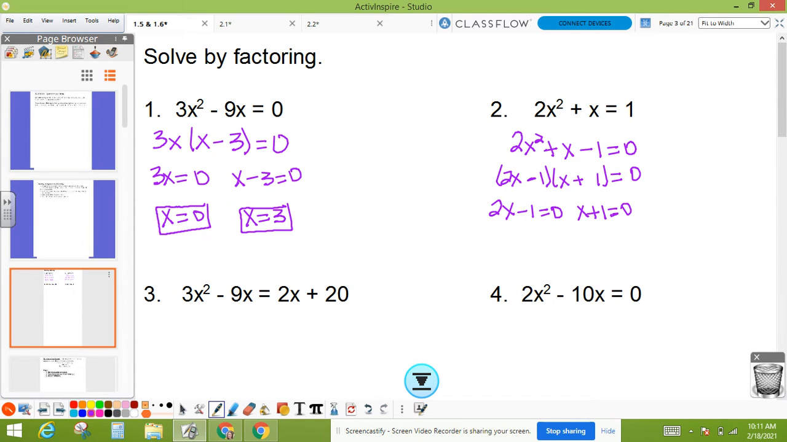Okay, so excuse me. So we add 1 and divide by 2, and you get 1/2. That's a 2.